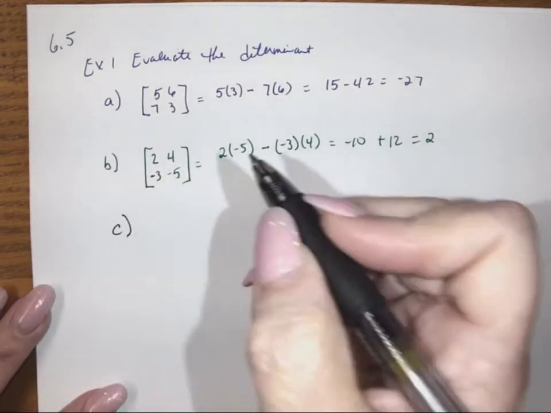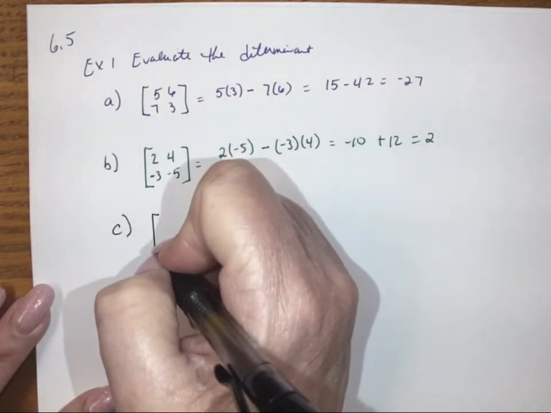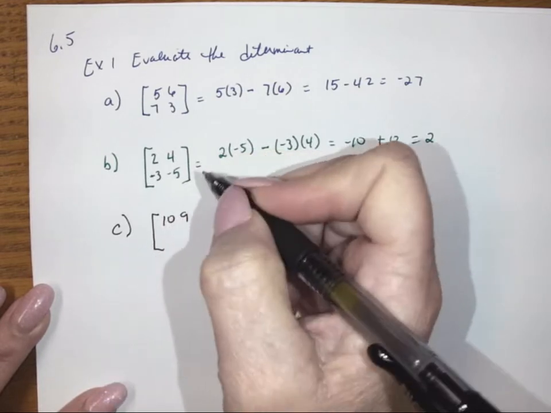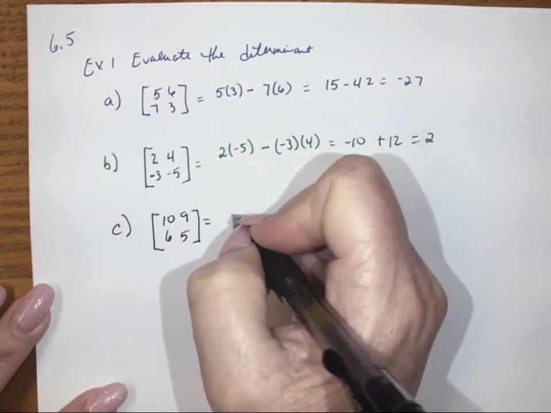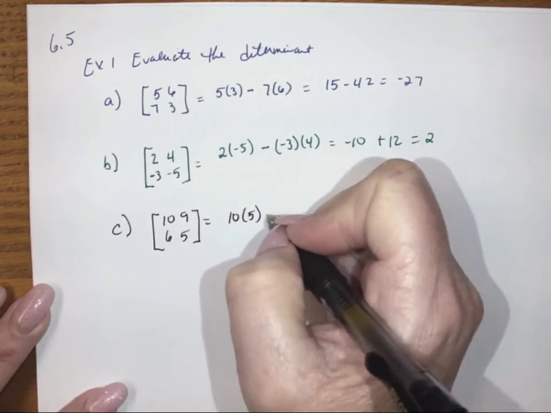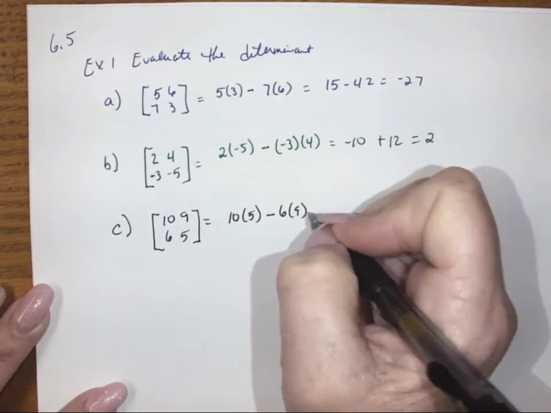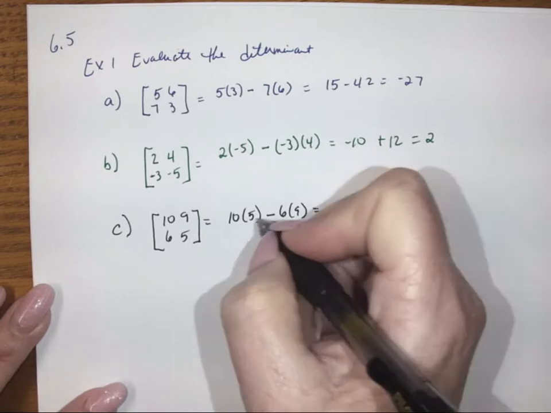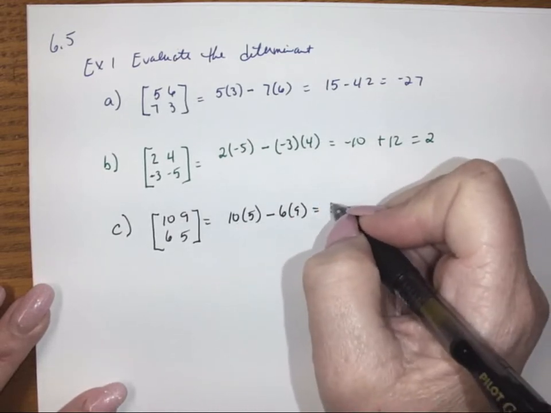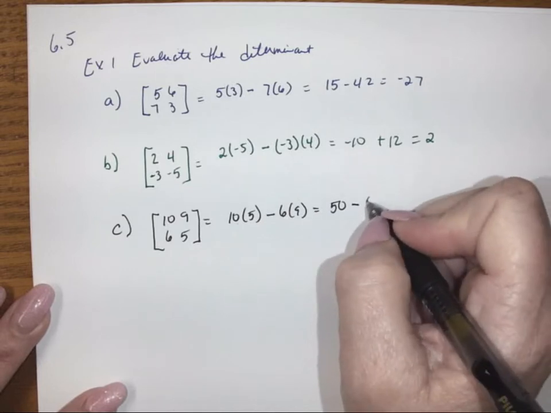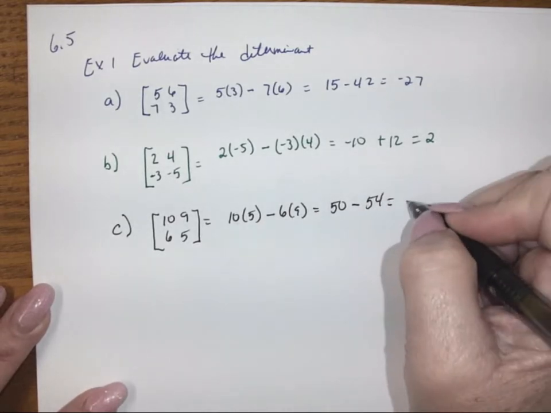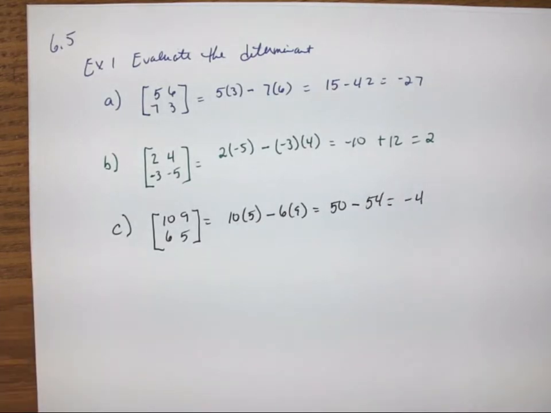Part C, if we have 10, 9, and 6, 5, we will have 10 times 5 minus 6 times 9. 10 times 5 will get us 50, minus 6 times 9, which is 54, which will get you negative 4. So that's all you have to do with those.